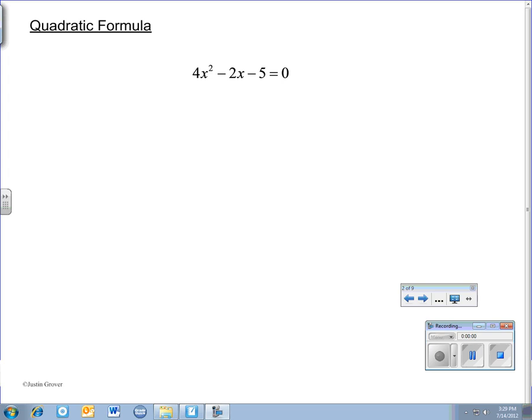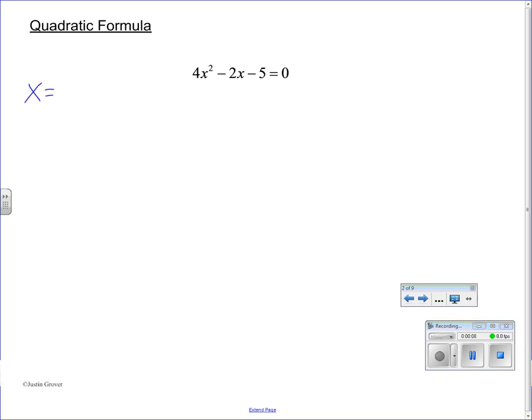In order to use the quadratic formula, you need to know the quadratic formula. The quadratic formula is x equals negative b plus or minus the square root of b squared minus 4ac, all divided by 2a. And these a's, b's, and c's come from the first, second, and third numbers of our trinomial, where a is 4, b is negative 2, and c is negative 5.